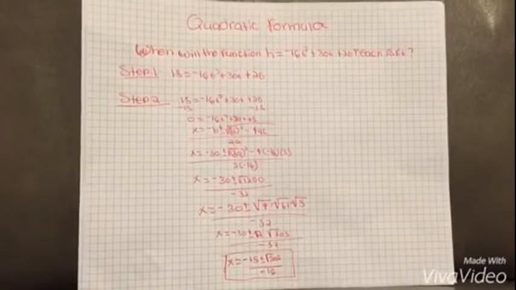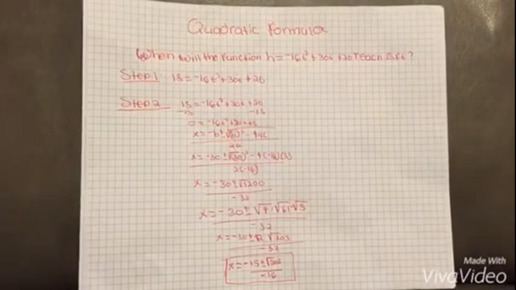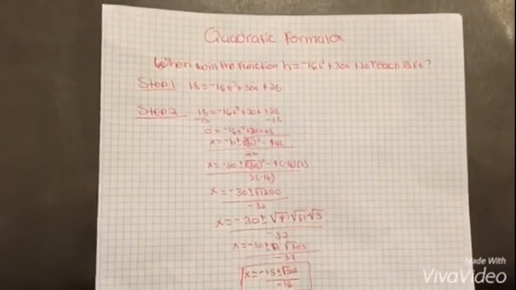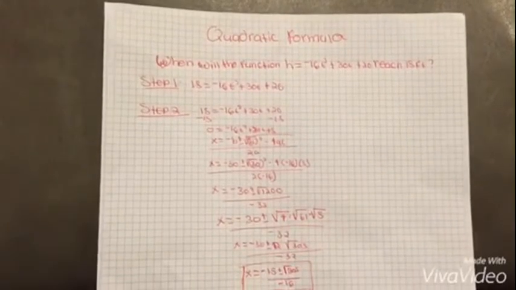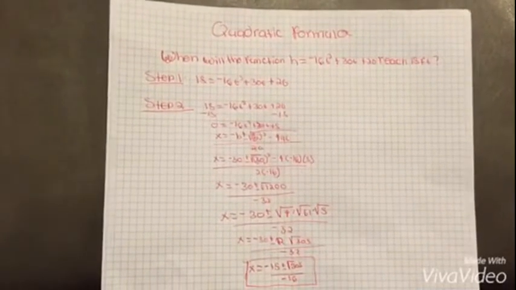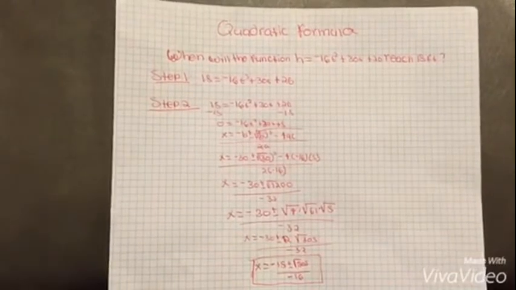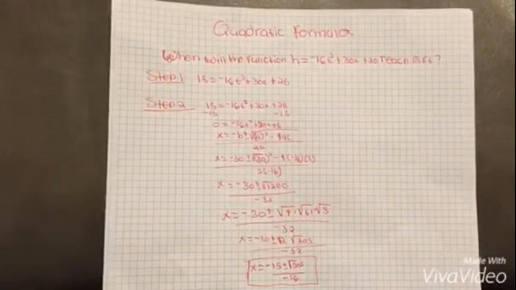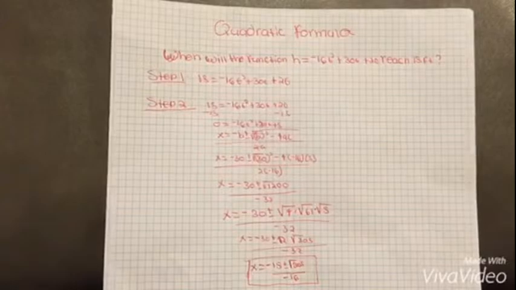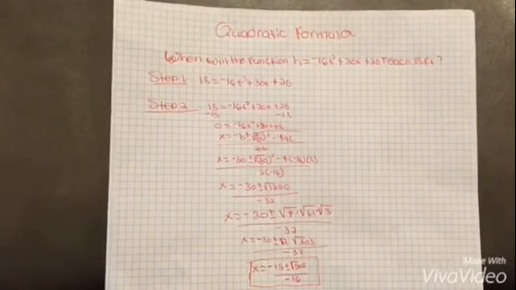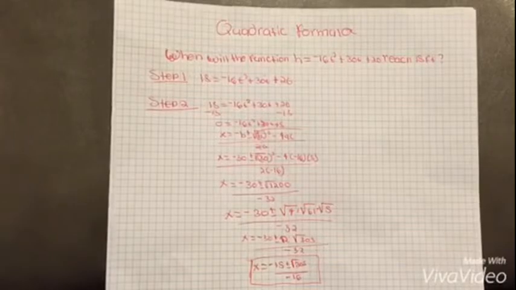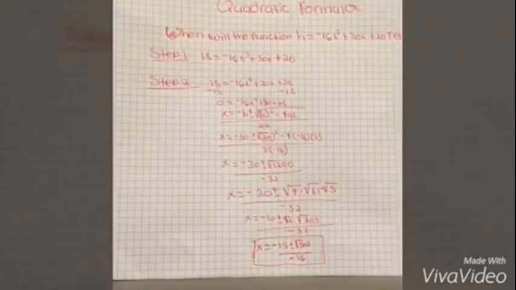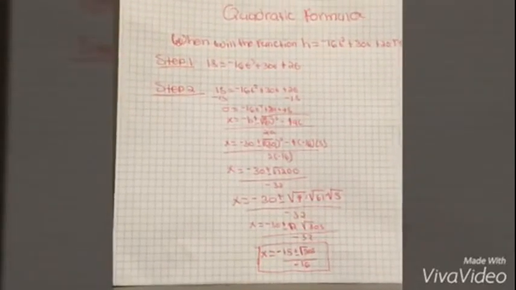When will the function h equals negative 16t squared plus 30t plus 20 reach 15 feet? Step 1. Let the equation equal 15. Step 2. Solve. The first thing you would do is subtract 15 from both sides. That will give you 0 equals negative 16t squared plus 30t plus 5. Then you would use the quadratic formula to solve the rest, which is x is equal to negative b plus or minus the square root of b squared minus 4ac all over 2a. Negative 16 would be a, 30 would be b, and 5 would be c.